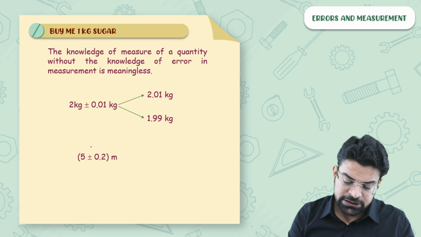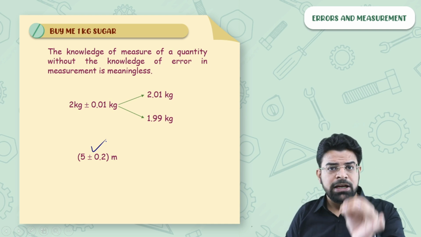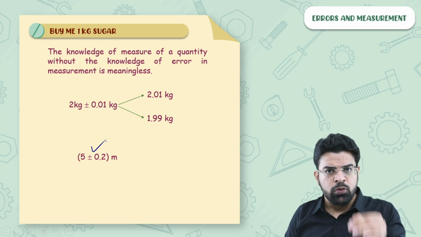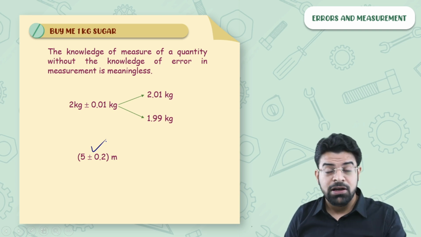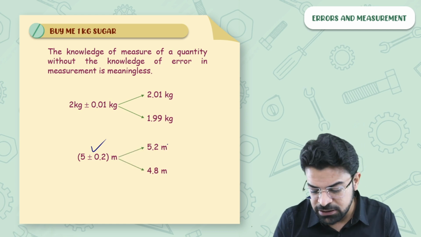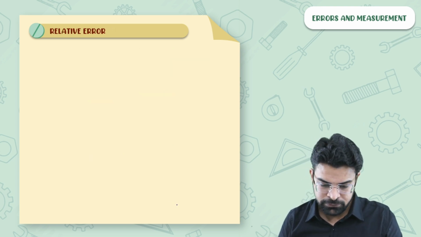Similarly, if I say I have measured this length and found it to be 5 plus minus 0.2 meter, this means that the length can be maximum equal to 5 plus 0.2, that is 5.2 meter, and minimum equal to 5 minus 0.2, that is 4.8 meter. So the length can be anywhere between 4.8 meter and 5.2 meter.